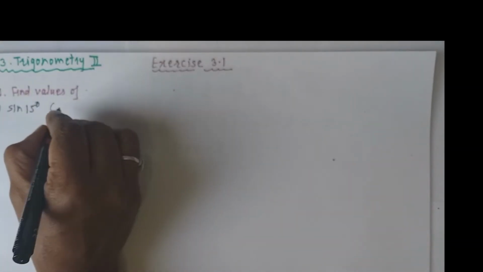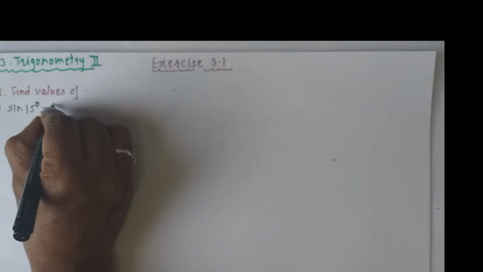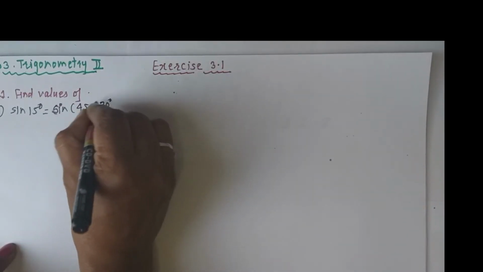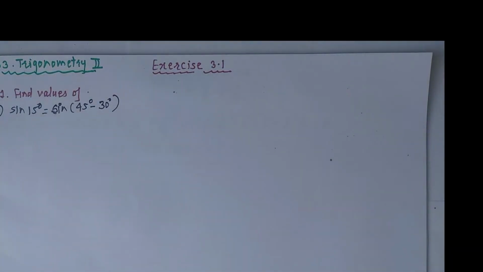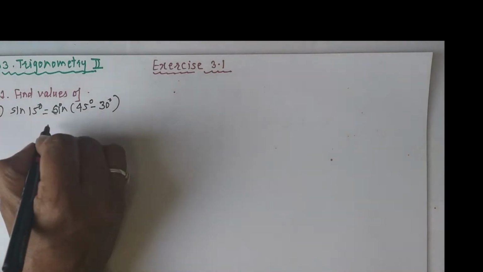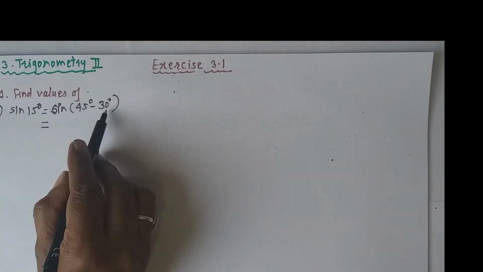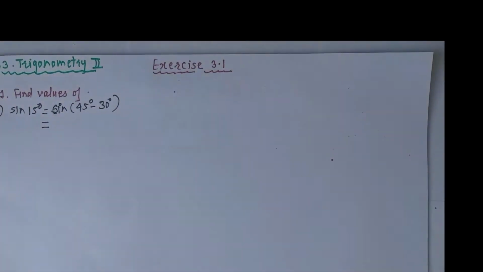Now this sine 15 degree can be written as sine 45 minus 30 degree. 45 minus 30 means 15 degree. Therefore, sine 15 degree, I am writing sine 45 minus 30 degree. Now, this function gets converted into the formula sine A minus B. Here, A is 45 degree and B is 30 degree. Now, what is the formula for sine A minus B?